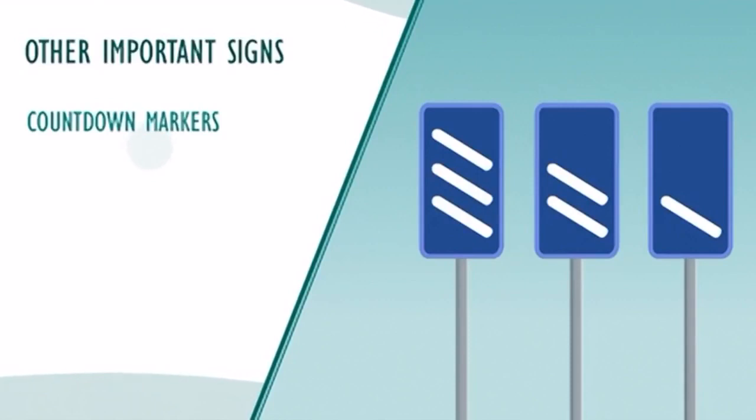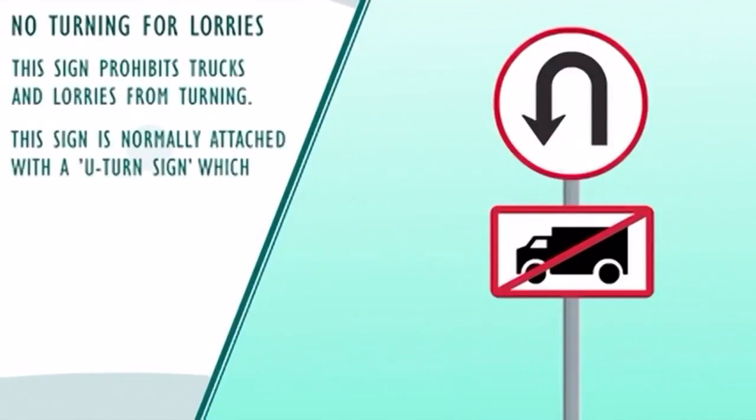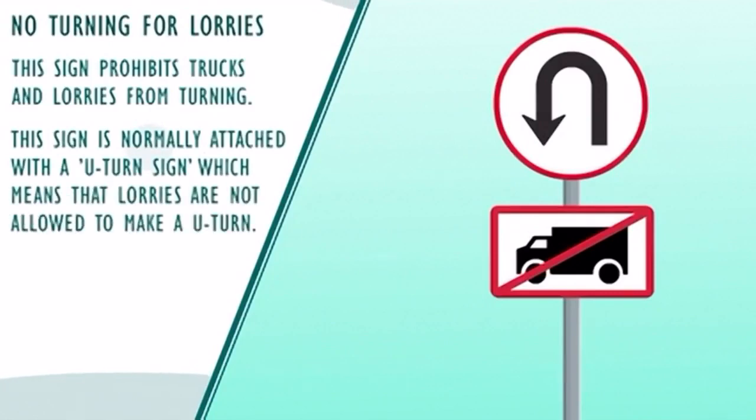Each bar represents 100 meters. They are commonly used with fuel stations, roundabouts, parking, and hospital signs. This sign prohibits trucks and lorries from turning. This sign is normally attached with a U-turn sign, which means that lorries are not allowed to make a U-turn.